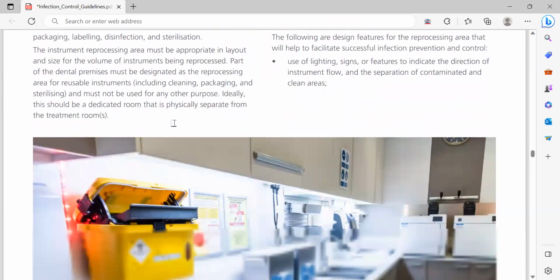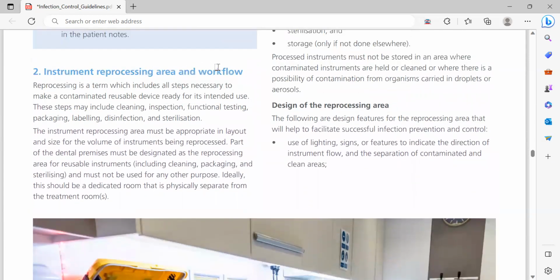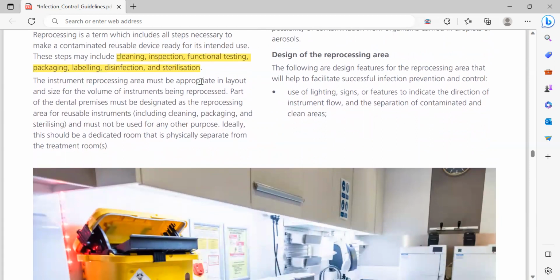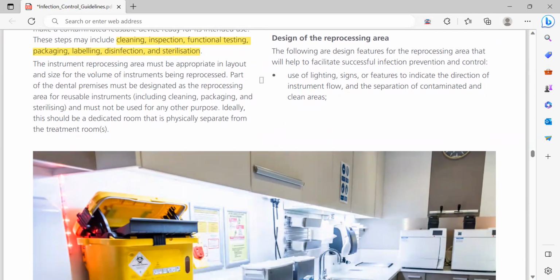Okay, then the instrument reprocessing area. How should the reprocessing area be, and how does the workflow happen? These steps may include cleaning. First, you need to clean the instrument. Then you need to inspect to find out if there is any debris still present on the instrument. Then you need to do functional testing, then packaging, then labeling, then disinfection, and at the end, sterilization. The instrument reprocessing area must be appropriate in layout and size for the volume, and part of the dental premises must be designated as the reprocessing area.